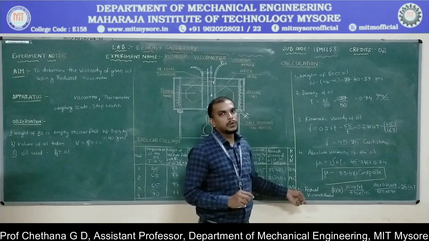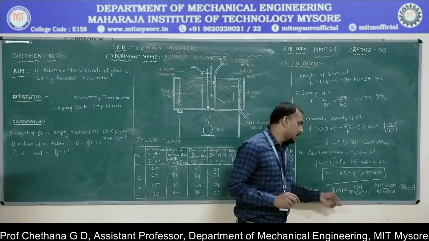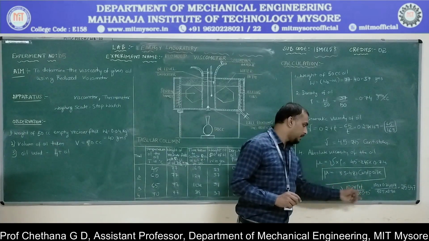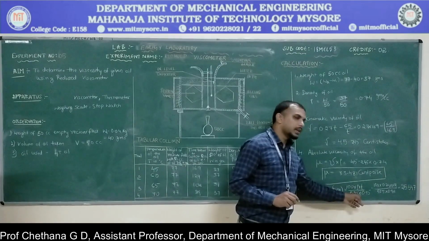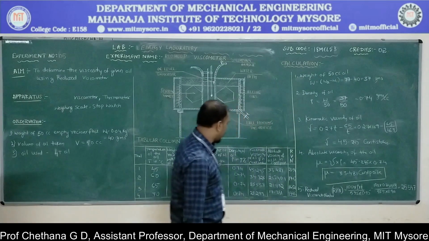Then Redwood viscometer number, which is also denoted by RVN, is equal to 100 into rho into T divided by 535 into 0.95. We get it as 25.547.